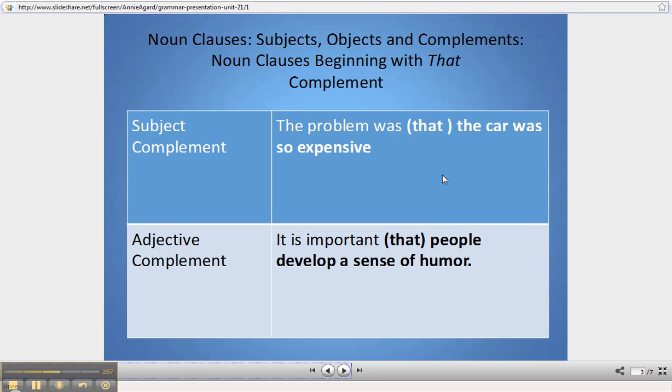And here again, that is obvious, is optional. But you can see this verb is inside the noun clause. This verb is the main verb of the whole sentence. Here again, you see this verb inside the noun clause, which is the object of the sentence. But the noun clause here is what we call an adjective complement. That means it's telling you more about this adjective. Don't worry too much about the difference between a subject complement and an adjective complement.